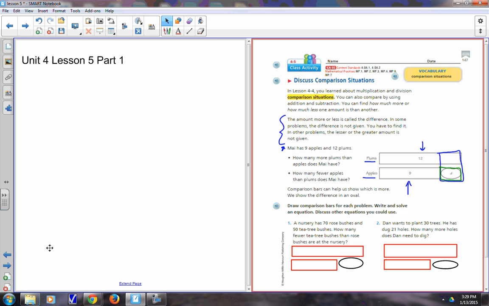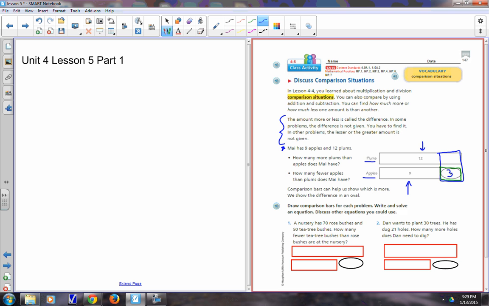Comparison bars can help us show which one is more. We show the difference in an oval. So the difference here would be 12 take away 9. So the answer is going to be 3 apples. So how many more plums? There's 3 more plums and 3 fewer apples. So when we're drawing comparison bars for each of these problems, it's going to be the same thing.